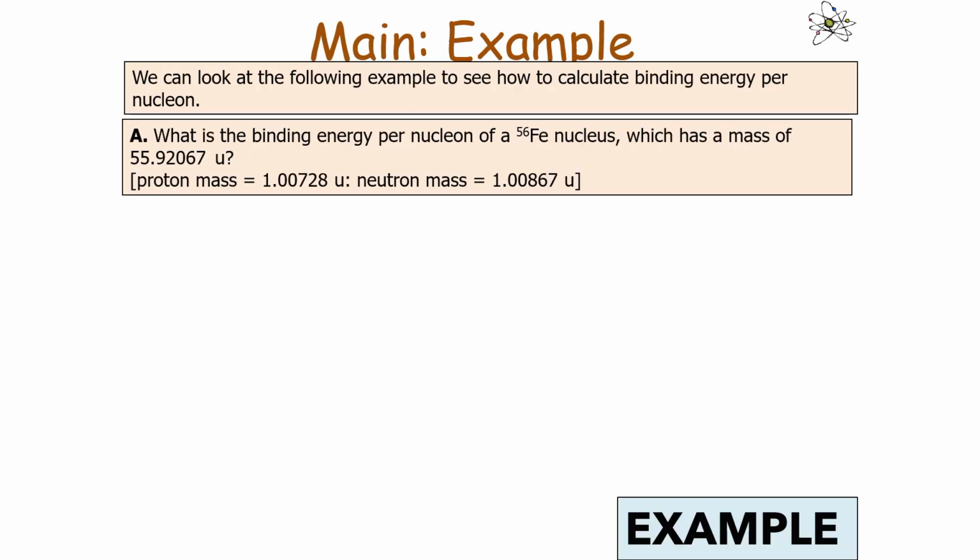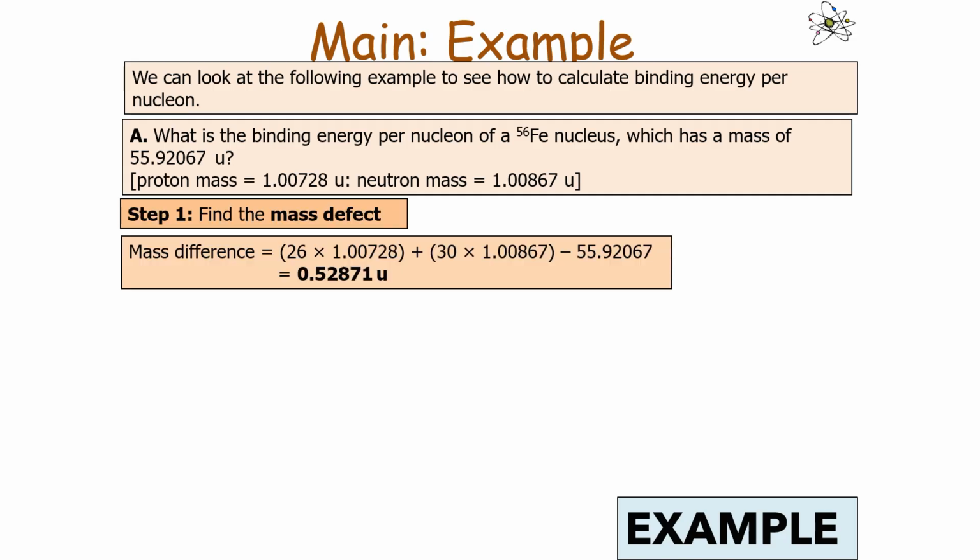So let's just look at an example where we can see how to calculate the binding energy per nucleon. What is the binding energy per nucleon of an iron-56 nucleus, which has a mass of 55.92067 u? The first thing you've got to do in this type of question is find the mass defect, which is the mass difference, by doing the mass of your individual protons and neutrons. Remember, you are given the proton and neutron mass in the back of the equation book, and then you subtract that from the mass of the nucleus in total.